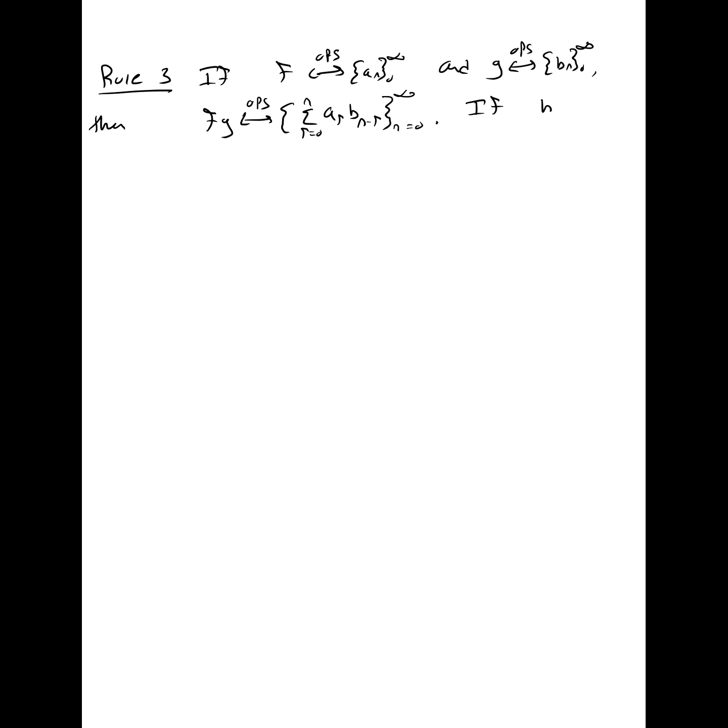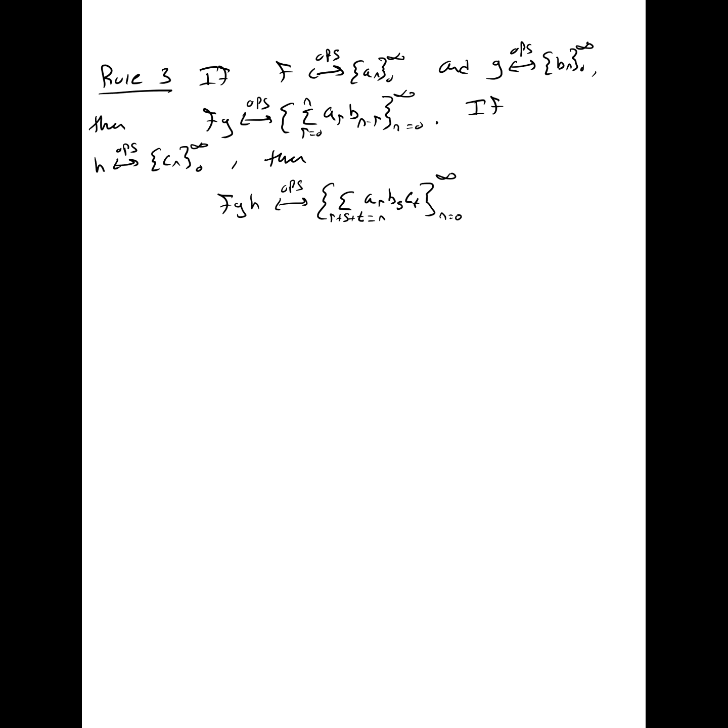Also, if h is the ordinary power series for a different sequence, c sub n, then fgh is the ordinary power series for all the sums where each of these add up to n, of a sub r, b sub s, c sub t, all multiplied together, ranging from n equals 0 to infinity.